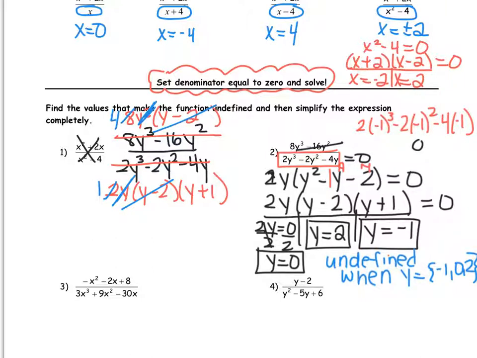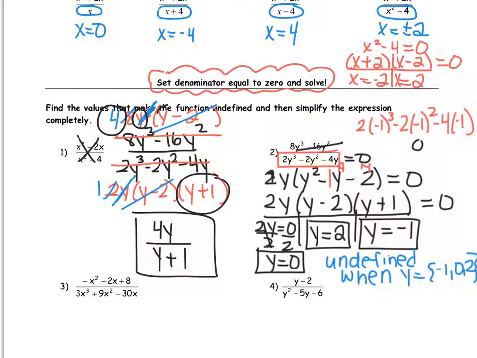So now all that's left is we multiply what's left on top. So what's left on top is 4y, and what's left on bottom is just y plus 1. So 4y over y plus 1. This is my simplified answer. Okay, great. Let's look at the next two examples.